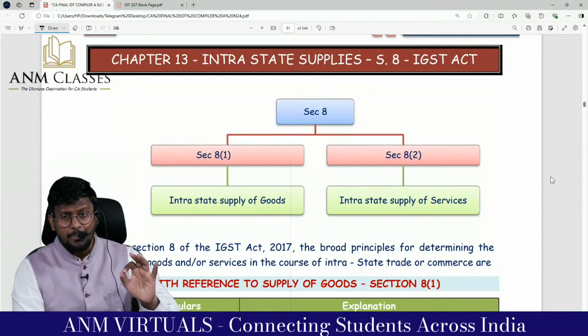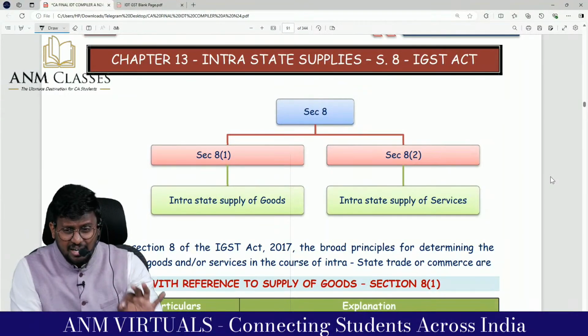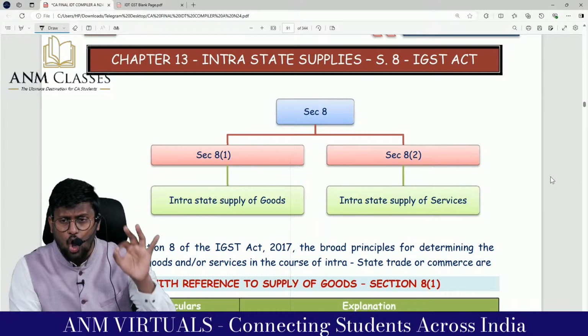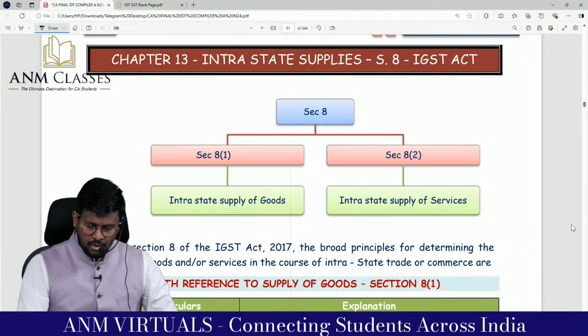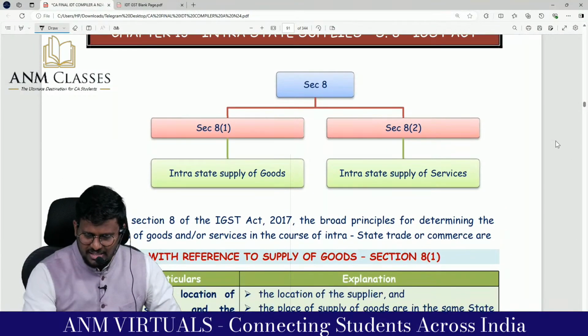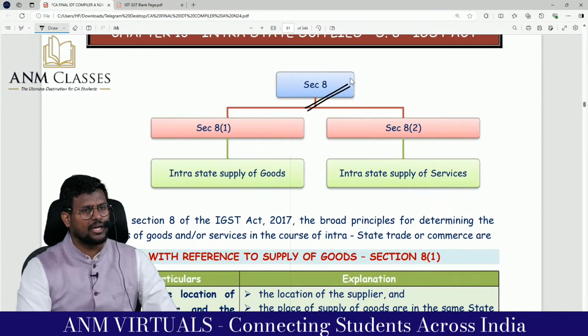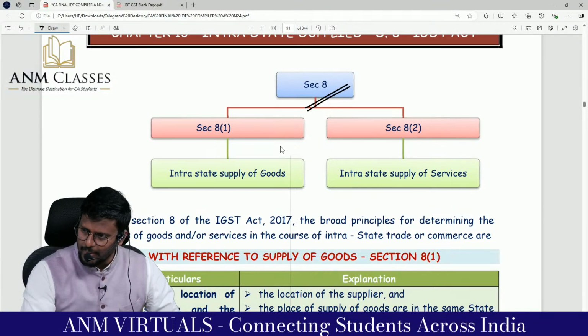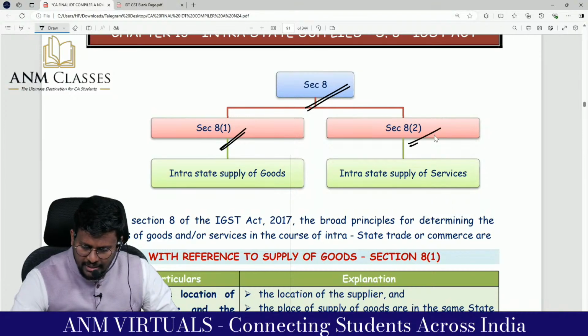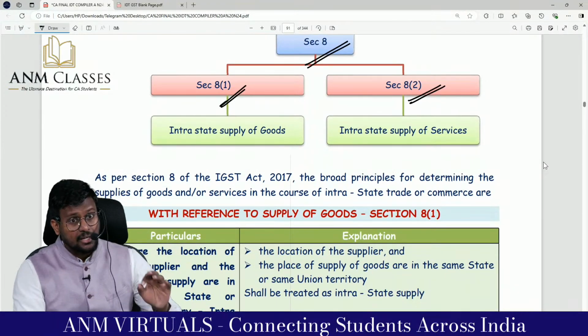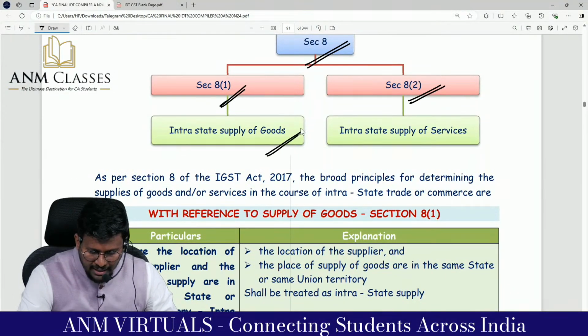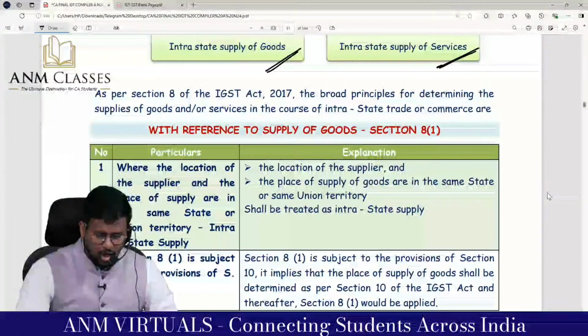Yes, sir. There shall be levied a tax called central goods and services tax on all. You have to answer what is intra-state supply. It is answered by section 8. Section 8 is classified into two categories, 8 subsection 1 and 8 subsection 2. 8 subsection 1 is intra-state supply of goods and 8 subsection 2 is intra-state supply of services.